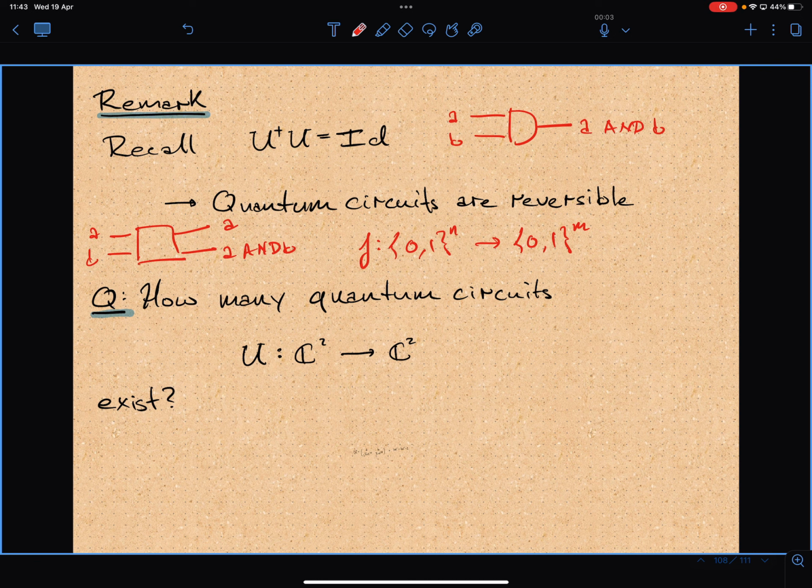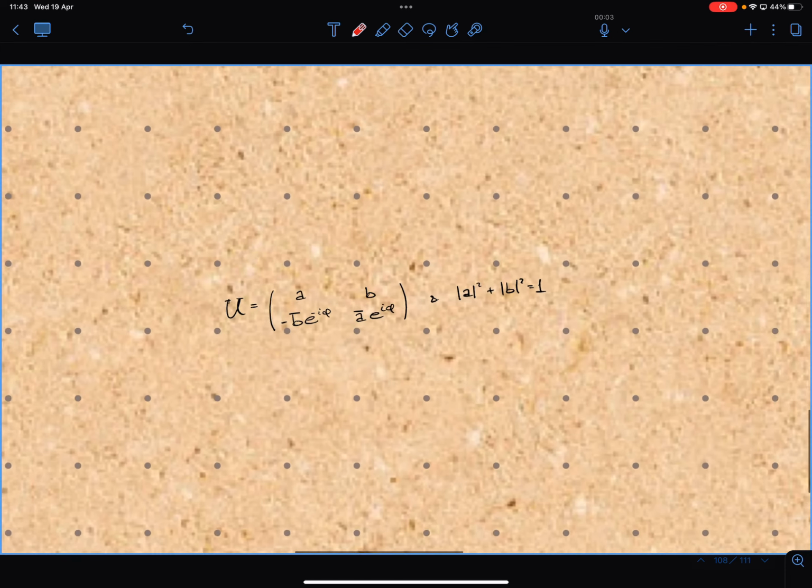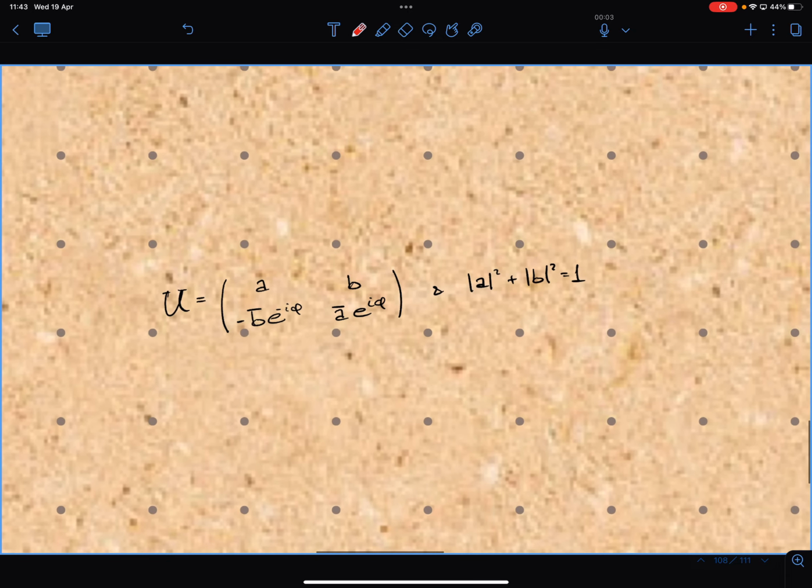be reversible. And now, similar to a question I posed before, how many quantum circuits or unitary maps C2 to C2 exist? That's a quick question. I'll give you a minute to think about it. All right, I think people are figuring out I have a write-up here. So let's parse this out.